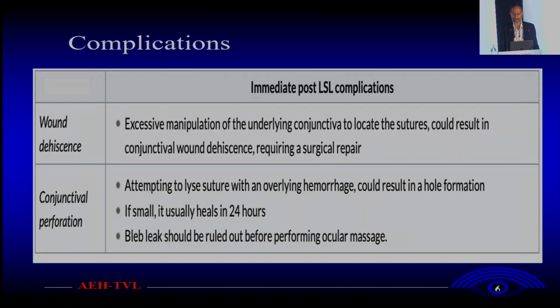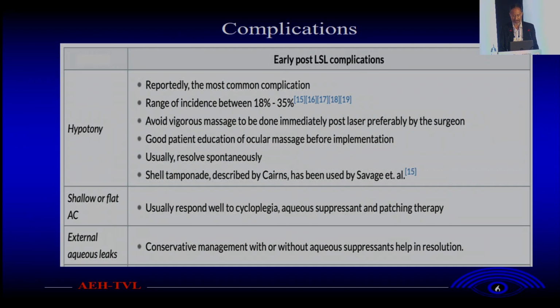Immediate post-op complication: wound dehiscence. Excessive manipulation of the underlying conjunctiva to locate the suture can result in a conjunctival wound dehiscence, which sometimes requires surgical repair. Conjunctival perforation: I told you, when somebody has a subconjunctival hemorrhage, reduce your energy, as somebody can have a hole formation. It heals in 24 hours. A bleb leak should be ruled out before performing an ocular massage. The other complication, hypotony, is reportedly the most common, with an incidence of 18 to 35%. That's the reason you avoid vigorous massage at the laser machine itself. Bring the patient to the slit lamp, see what happened to the bleb, then give a massage. Good patient education is needed, and it usually resolves spontaneously.